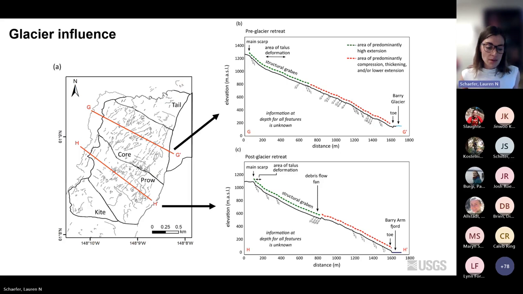We can also see evidence of this not only in the SAR, but also in our structure map. If we take cross sections above and not above the glacier, pre-glacier retreat, areas of predominantly compression, thickening, or lower extension are predominant, and then in post-glacier retreat, it switches, and areas of predominantly high extension are more common. Also, in pre-glacial retreat, we see a variety of uphill and downhill facing scarps, and then post-glacial retreat, we see more abundant downhill facing scarps. So I guess the question is, can we expect the core, once that glacier has fully retreated, to behave more similarly to the prow? I think it will be interesting to see if and when this glacier retreats.